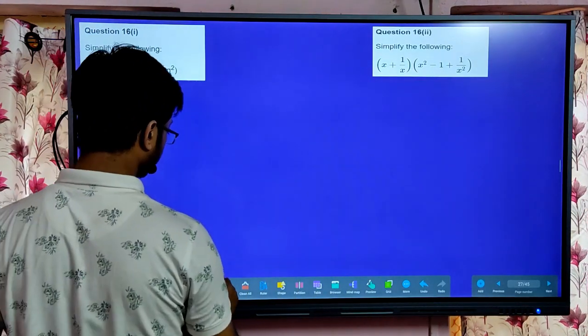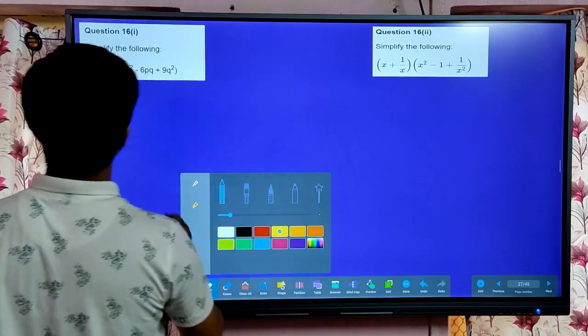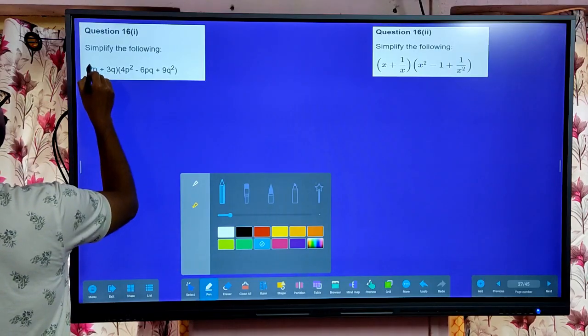Let's see. First, this 2p is basically a.